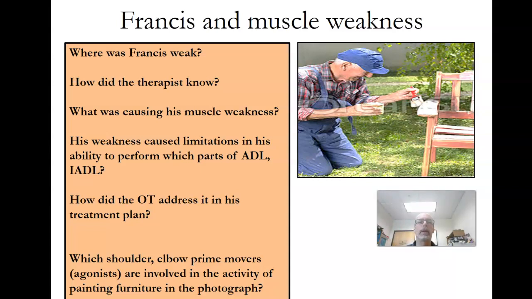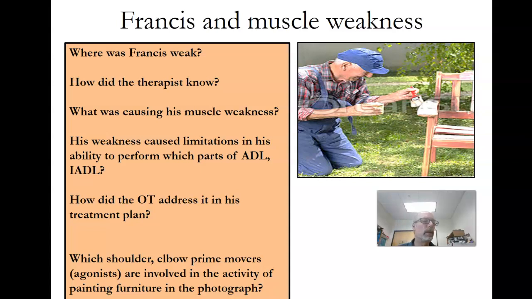Again, make that connection, and think about how this would work if you were a therapist, breaking Francis down, thinking about his muscle weakness, what we can do about it, and how it affects his ability to do the things that are important to him. Where was Francis weak? As we go through these, the answers should start popping into your head, because these are the kind of questions you may get on the exam, connecting the anatomy to the function, especially in this class. Where was Francis weak? He was kind of weak all over.